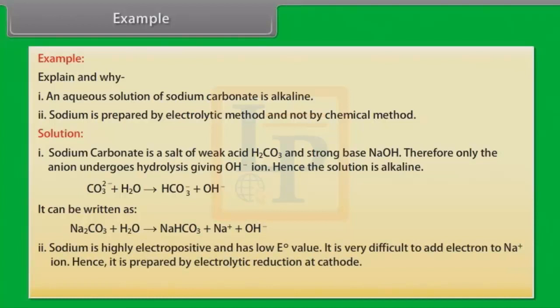Sodium is highly electropositive and has a low E0 value. It is very difficult to add an electron to the Na plus ion. Hence, it is prepared by electrolytic reduction at the cathode.